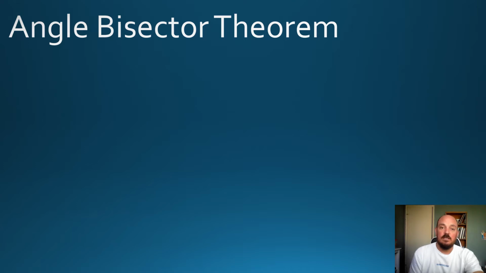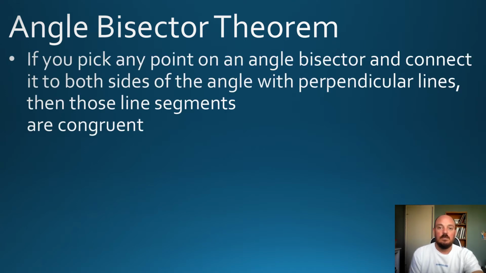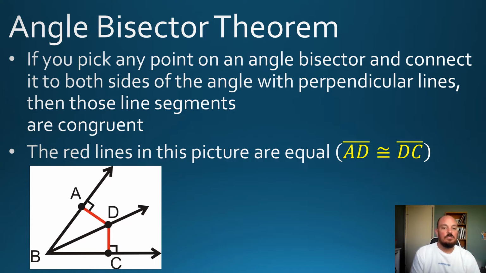So here's the angle bisector theorem. It's kind of similar to what we did yesterday with the perpendicular bisector theorem. It says if you pick any point on an angle bisector and then connect it to both sides of the angle with perpendicular lines, then those line segments are congruent. Now that might sound a little confusing. Here's a picture. It's very similar to the picture we just saw, different letters though.